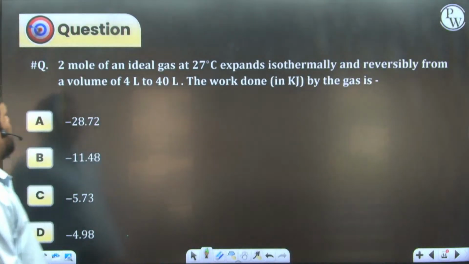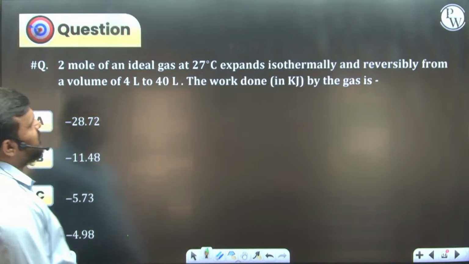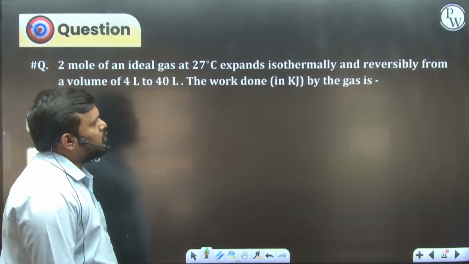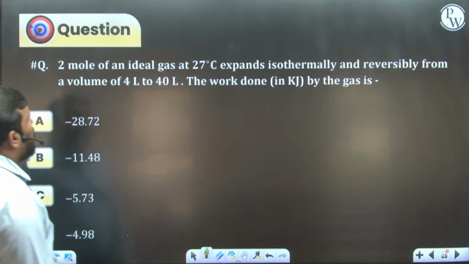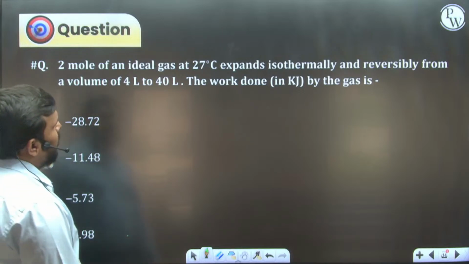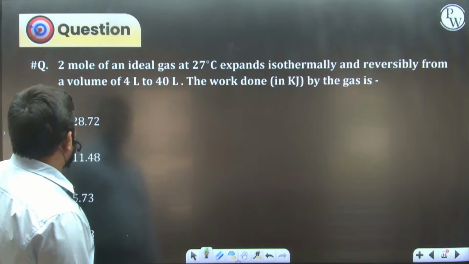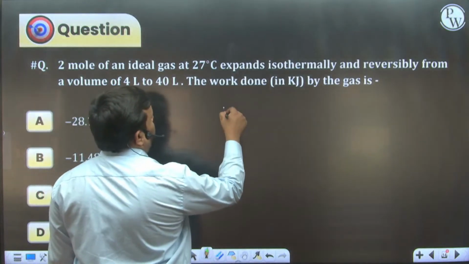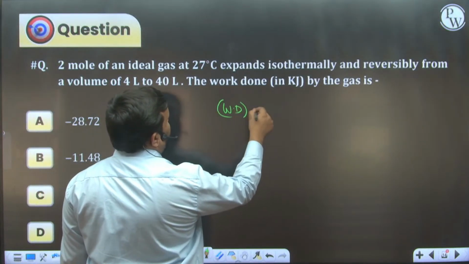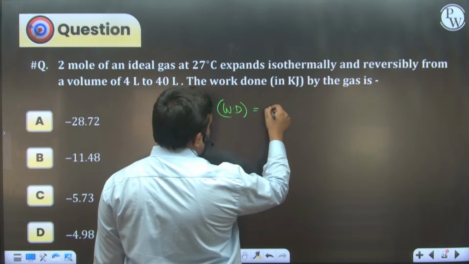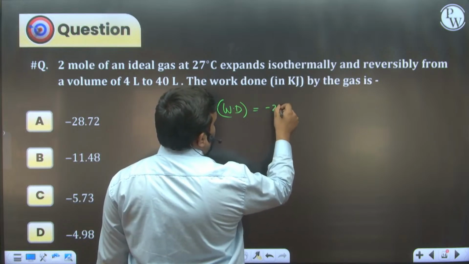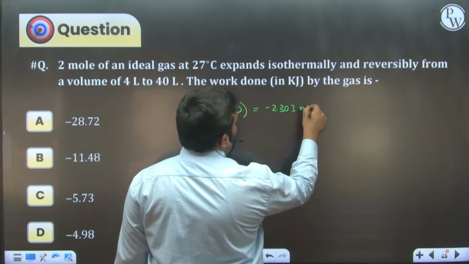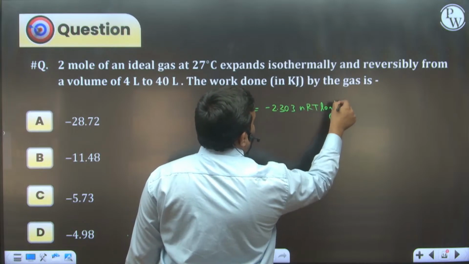This is the question. 2 mole of an ideal gas at 27 degrees Celsius expands isothermally and reversibly from a volume of 4 liter to 40 liter. The work done in kilojoule by the gas is. So again, we already know work done, we already derived for a reversible isothermal: minus 2.303 nRT log of V final upon V initial.